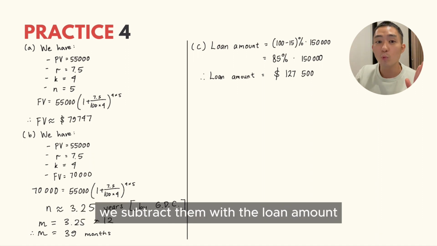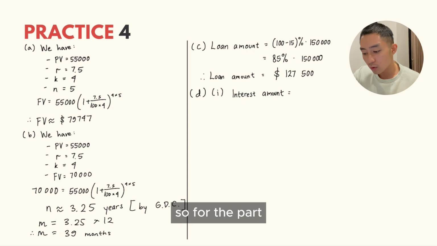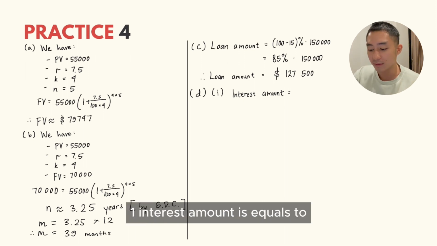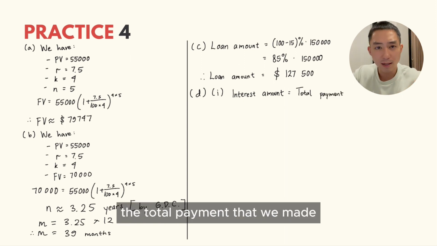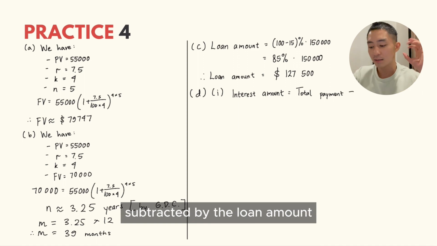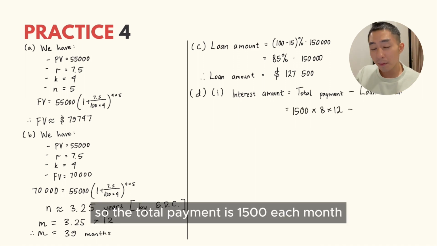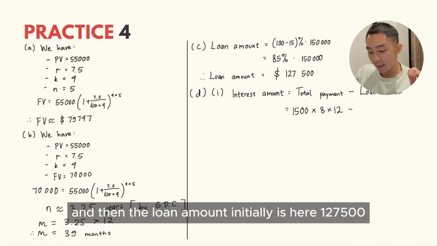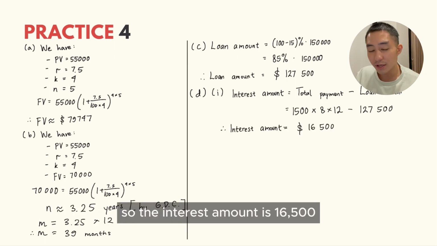To find the interest amount, we need to find the total payment that we made throughout the loan lifetime, then subtract the loan amount. So for part D, 1, the interest amount is equal to the total payment that we made subtracted by the loan amount. The total payment is 1,500 each month for 8 years. And then the loan amount initially is 127,500. So the interest amount is 16,500.